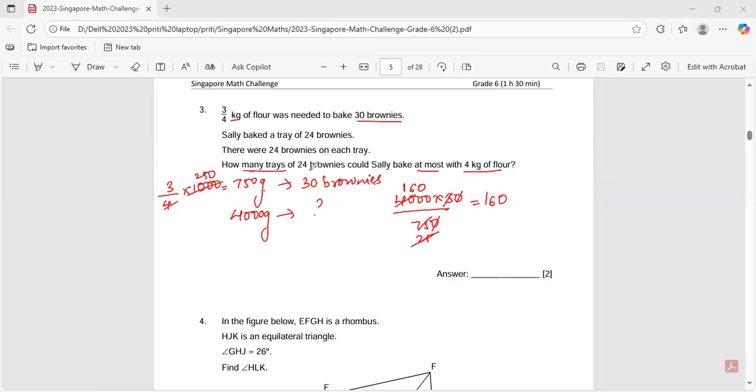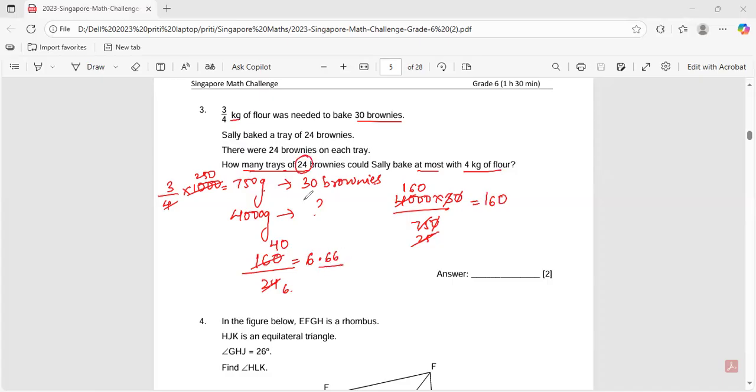They're asking how many trays of 24 brownies you can make. So you divide 160 by 24. Let's just simplify by 4. So that becomes 40 and 6. So this is 1. So you have 6.66. Now in this case, what is the question?